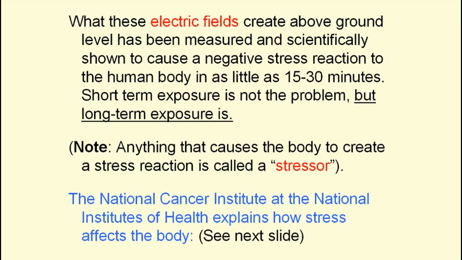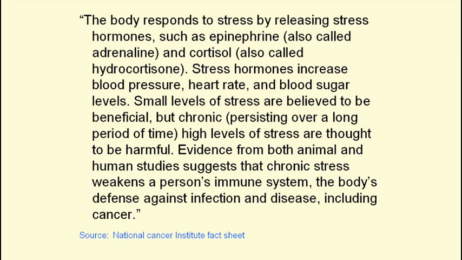The National Cancer Institute at the National Institutes of Health explains how stress affects the body. The body responds to stress by releasing stress hormones such as adrenaline and cortisol. Stress hormones increase blood pressure, heart rate, and blood sugar levels.